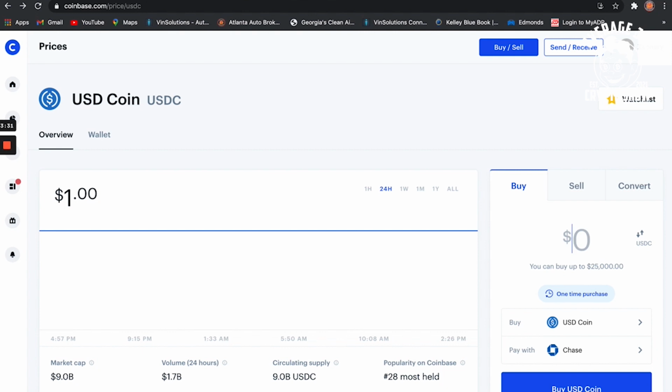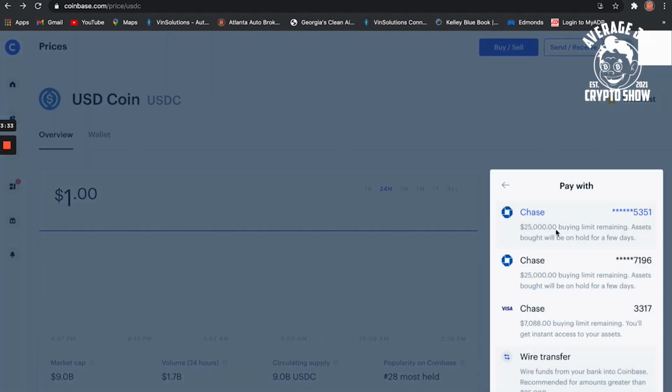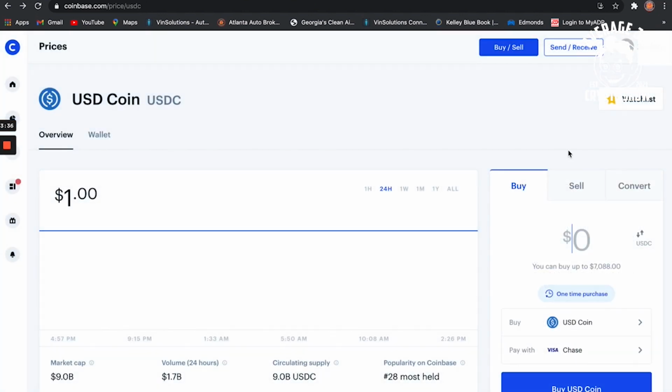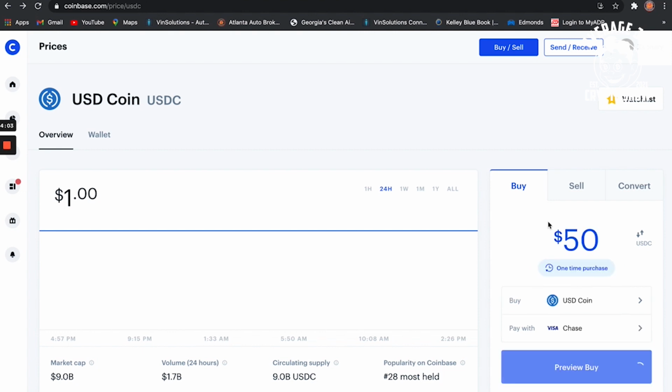So we're going to go to Coinbase and pick pay with a card. The reason is that when you pay with a card, you can send your funds instantaneously off of the exchange. If I were to buy this USDC with my bank account, I can trade on Coinbase with what I buy, but I cannot send it off the exchange. But I'm trying to make a play right now, so I don't want to use my bank account. I want to buy with my card so I can send it off. That's why we picked the Chase card right there. I'm just going to do $50, and we're going to preview the buy real quick.